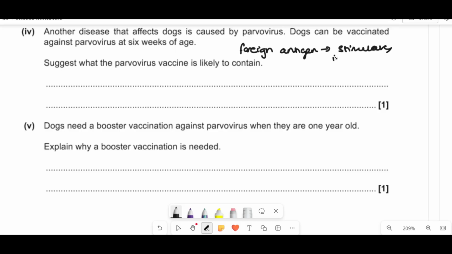That's what stimulates the immune response, right? So when we're using a vaccine, we're trying to tactically put an antigen in to stimulate an immune response, while also not making them sick. So what you can do is you could either use antigens from the virus, or you could use a weakened version or dead or inactivated version of the virus.